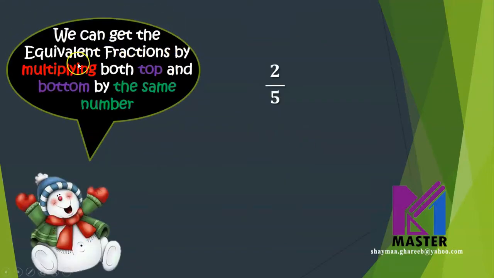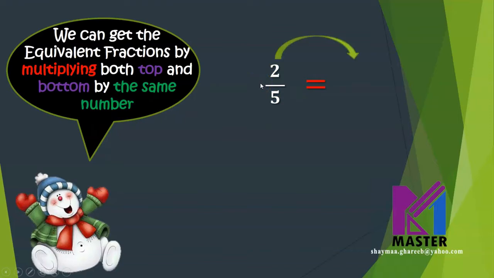We can get the equivalent fractions by multiplying both top and bottom by the same number. If I have a fraction, for example, 2/5, and I want to find an equivalent fraction to this fraction, what should I do? I can use multiplication. Read again. We can get the equivalent fractions by multiplying both top and bottom, the numerator and the denominator, by the same number. So I can choose any number.